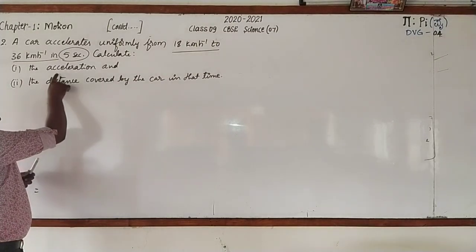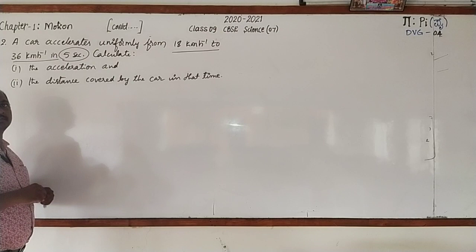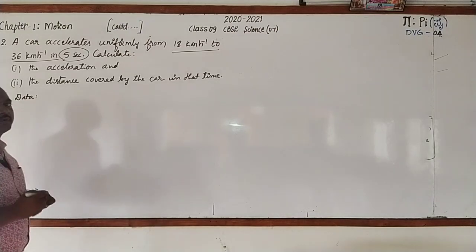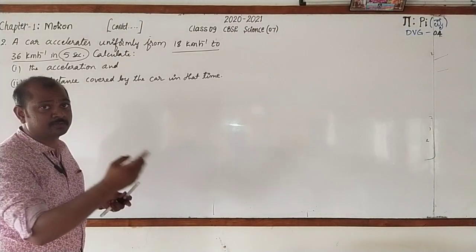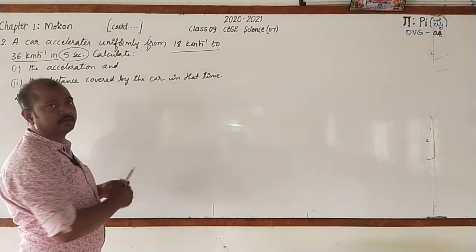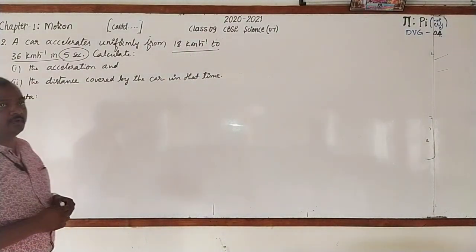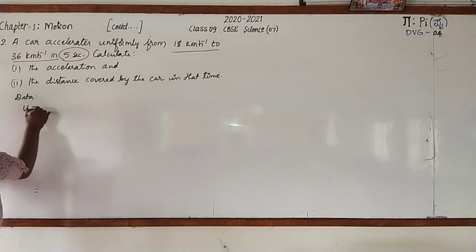There also we were asked to find out acceleration as well as distance. Now let's go for that. First let us write data. But what is the difference you are finding? In that train problem, it started from rest position. So initial velocity was 0. But what about here? Here we are considering from 18 km per hour. So 18 km per hour is initial velocity.